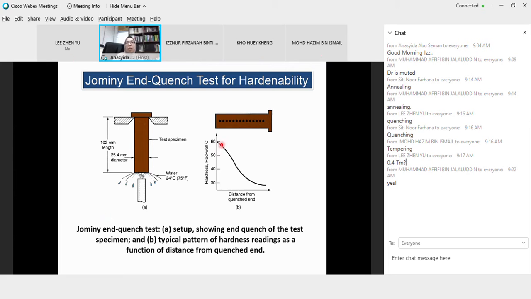Like this. So when you measure, this is actually distant from the quench, right? So you can see here the hardness is actually higher at this region. So it will drop as it goes to the inner side. So if you have a case depth that is bigger, it's actually larger compared to another material, which means that this material has more hardenability compared to the other material.